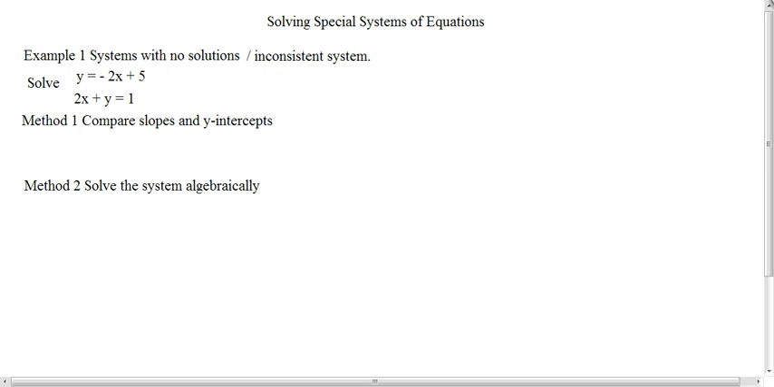Welcome back to solving systems of linear equations. Well, we want to take a look at solving special systems. And our objective here is just to classify these systems of linear equations and determine the number of solutions.